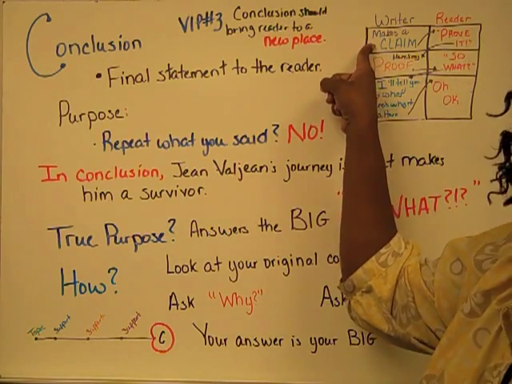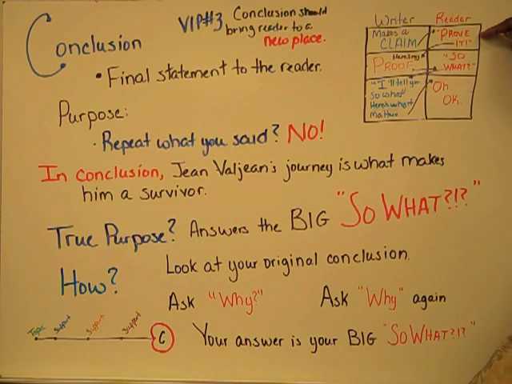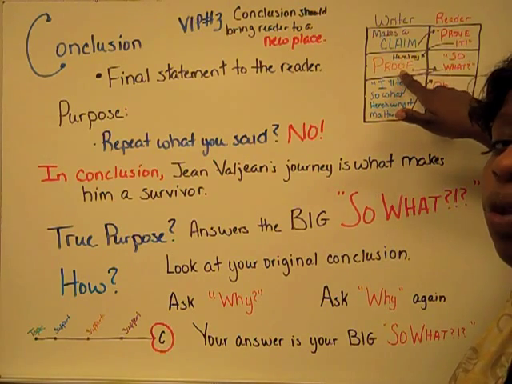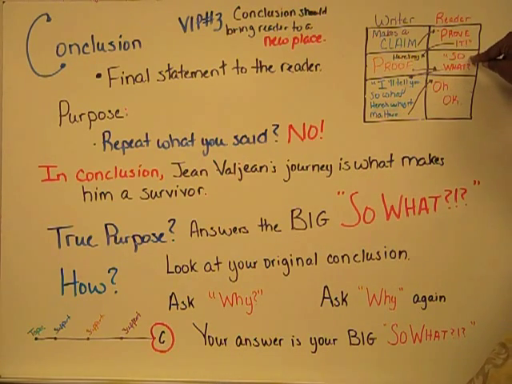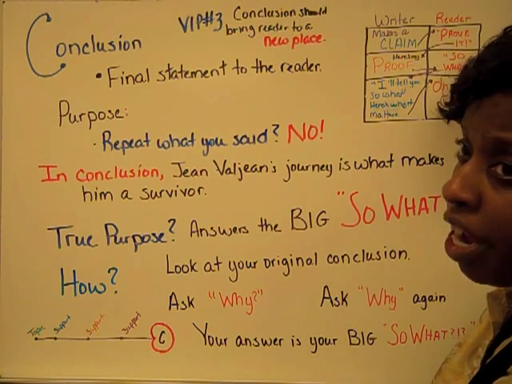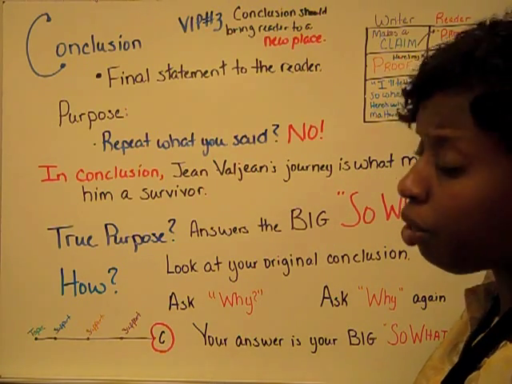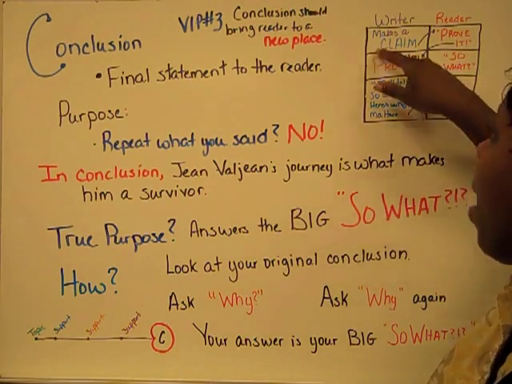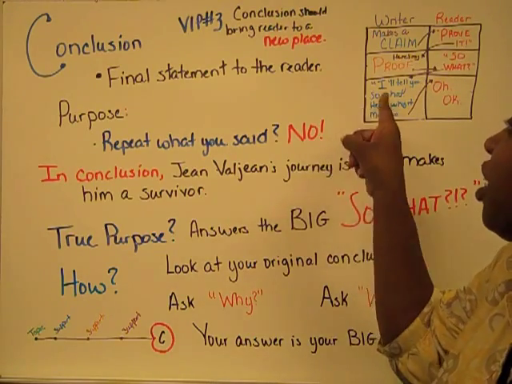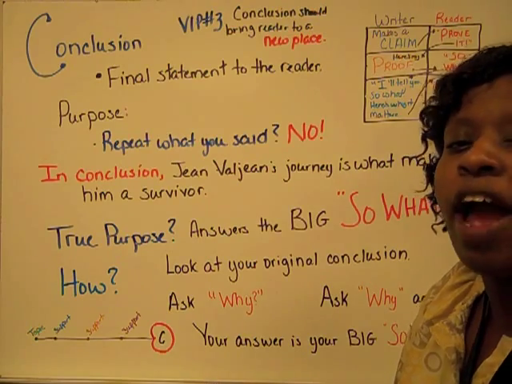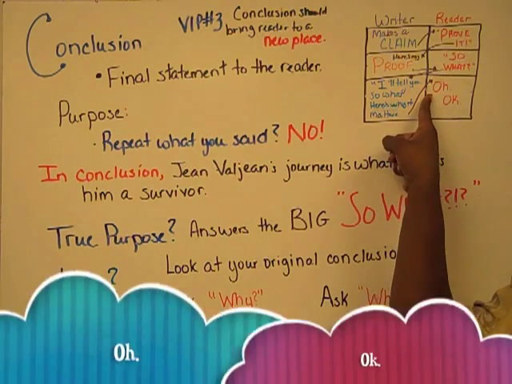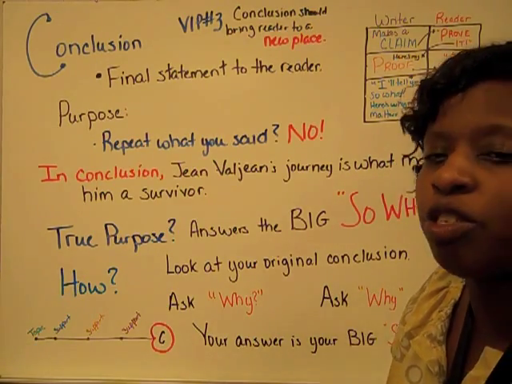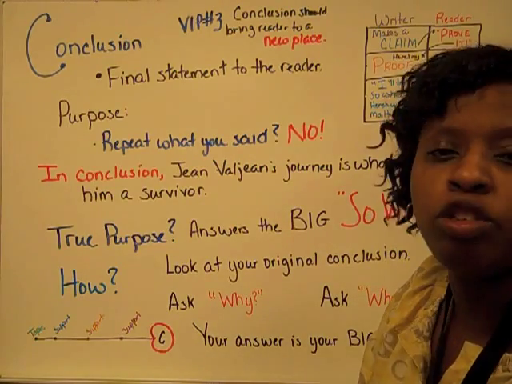So the writer has made a claim to which the reader said, prove it. The writer said, here's my proof, to which the reader said, so what? Well, now your conclusion is the chance for you to basically shut that reader up and say, I'll tell you so what. Here's why my claim matters. And if you strategically write your conclusion sentence, the reader has no recourse but to say, oh, okay, that makes sense. So you have to ask yourself, what is the purpose of your conclusion statement?